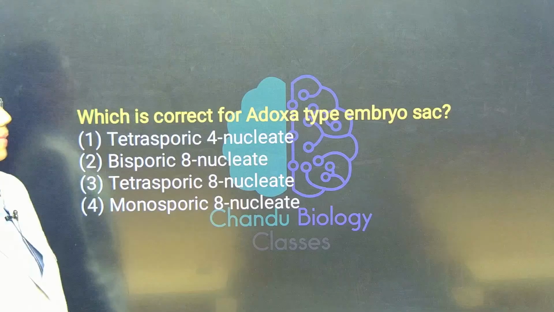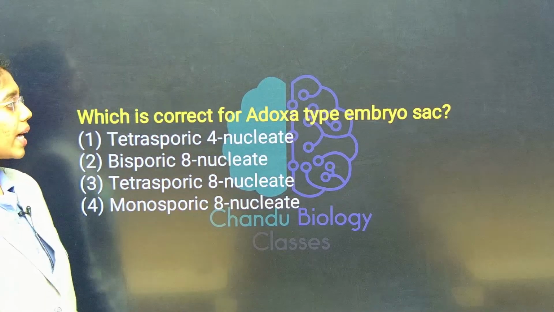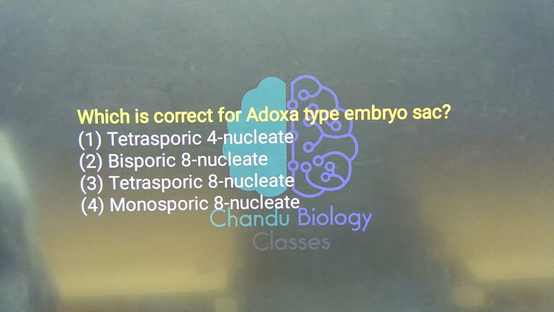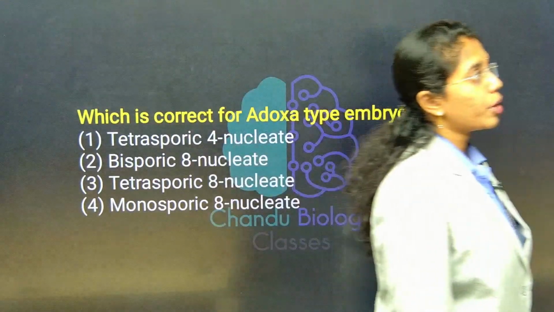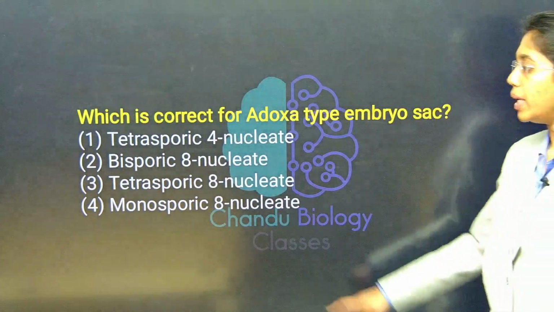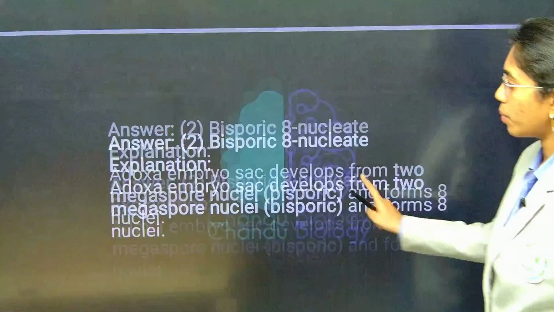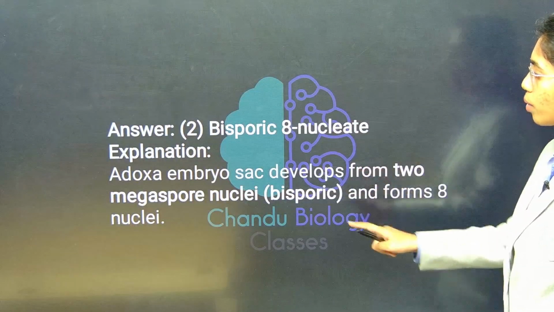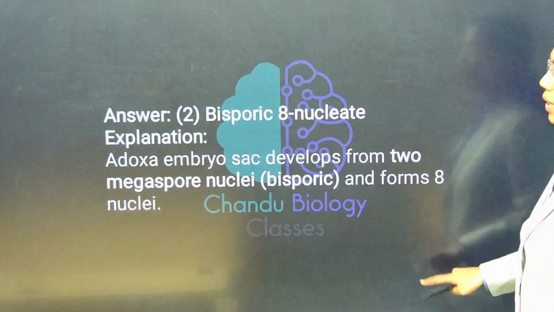entomophily by insects. Which is correct for Adoxa type of embryo sac? Adoxa type of embryo sac development will be bisporic embryo sac development, bisporic 8 nucleated. Okay, Adoxa embryo sac develops from 2 megaspore nuclei and forms 8 nuclei.